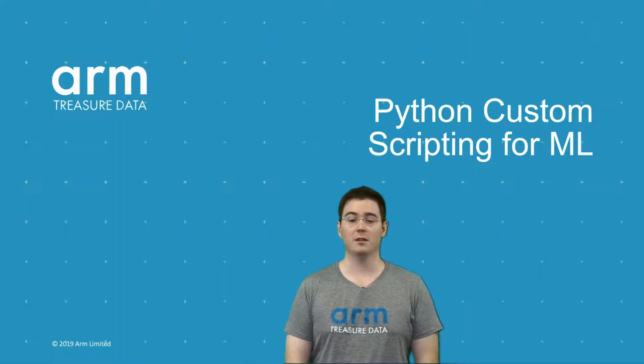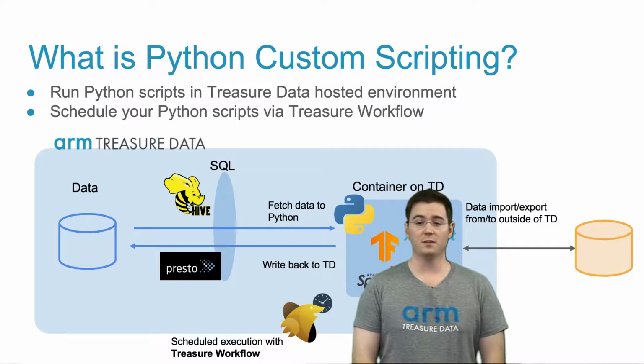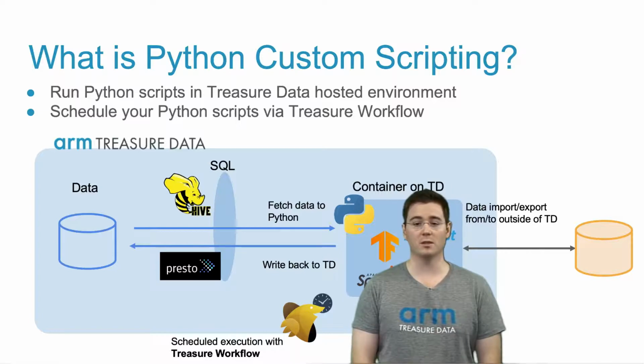Today I'd like to talk to you about the Python custom scripting feature designed for machine learning and ARM treasure data. The Python custom scripting feature allows you to run arbitrary Python code on the ARM treasure data hosted environment. This enables you to run any Python libraries, like TensorFlow, Keras, PySpark, or any other arbitrary Python library in your environment. Python custom scripting is powered by the treasure workflows, which enables you to run scheduled workflows so that you can easily run your custom code every week, month, anytime you specify.